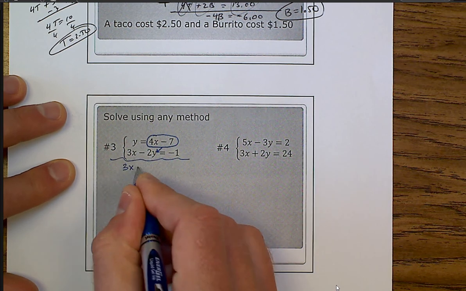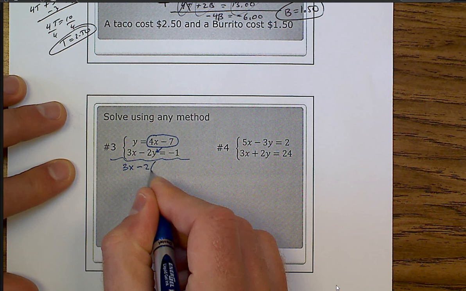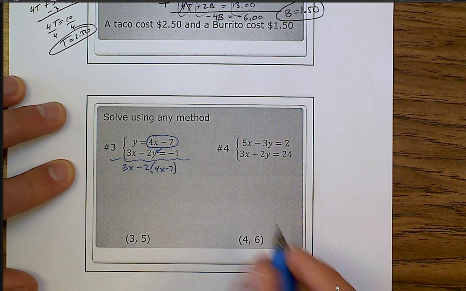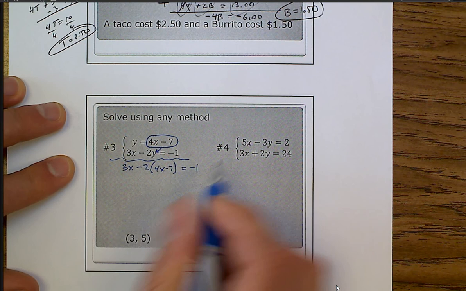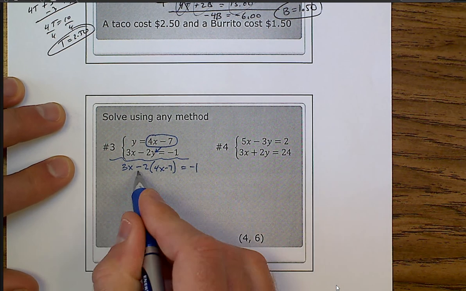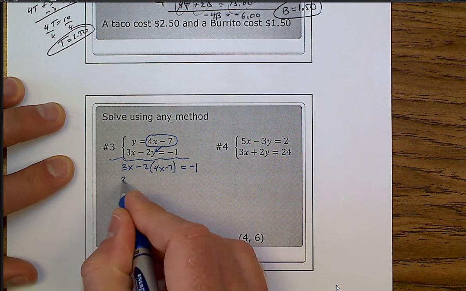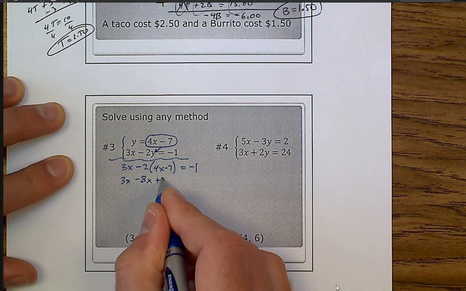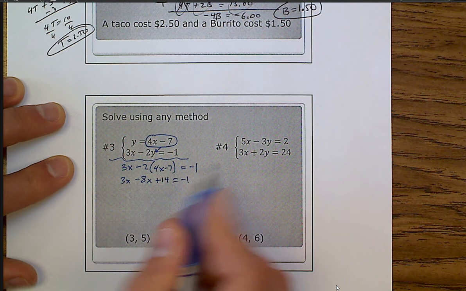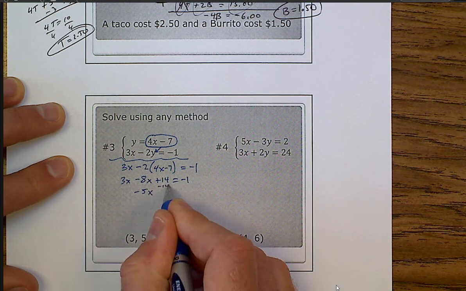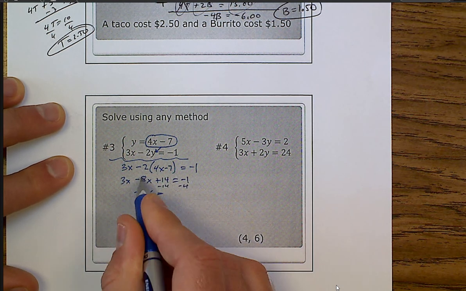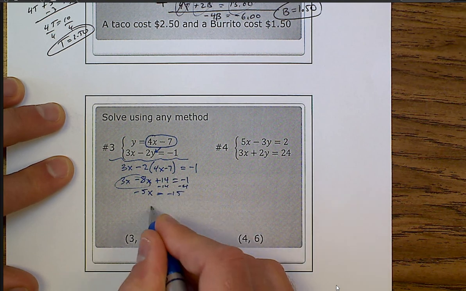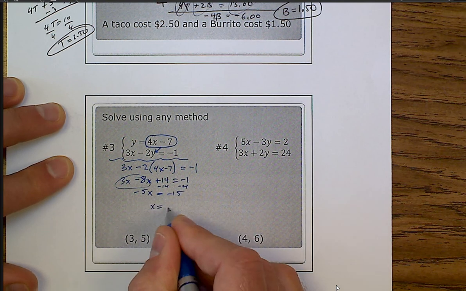3x minus 2, and instead of y, parentheses, since this is a quantity, 4x minus 7, leave that in parentheses, equals negative 1. Finish out the equation. Now, this negative 2 needs to be distributed all the way through, so that's going to be negative 8x. That's going to be a positive 14 equals negative 1. Negative 5x, I can subtract the 14. So I get negative 5x here, like terms, subtract the 14 over, and I get negative 15. And I divide by negative 5, and I should get positive 3.